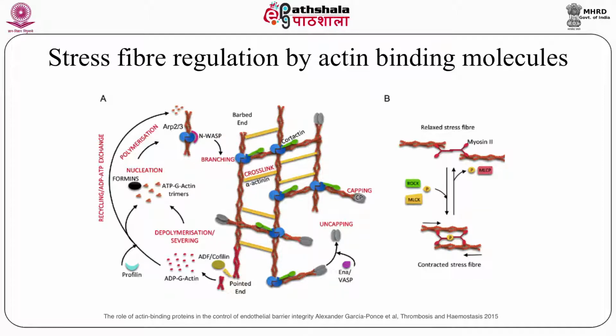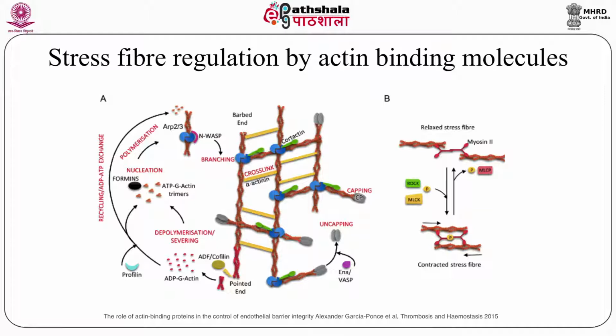Now coming to the B part of this picture. Actin filaments interact with myosin motor protein to form contractile actomyosin bundles. In stress fibers, non-muscle myosin 2 is present. So you can appreciate the myosin 2 as red structures and the double helical actin filaments in orange. The non-muscle myosin 2 cross-links two different actin filaments in an anti-parallel fashion. Myosin contains head, neck, and tail domains. The ATP hydrolysis in the head domain causes a power stroke that contracts the myosin head-bound actin filaments.